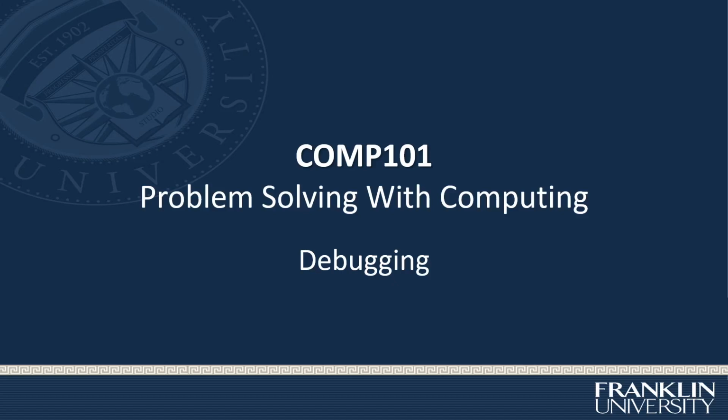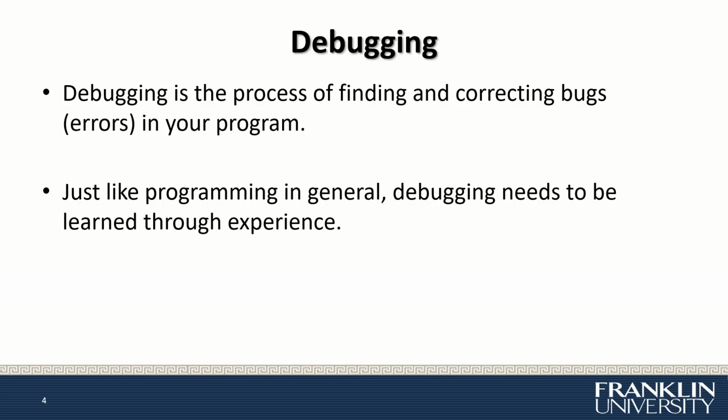Hi, in this lecture, I'm going to talk about debugging. I think most of you now have a chance to write some Python 3 code and you might have run into some problem. So you're going to debug your code. Debugging is a process of finding and correcting bugs or errors in the program. Just like programming in general, debugging needs to be learned through experience.